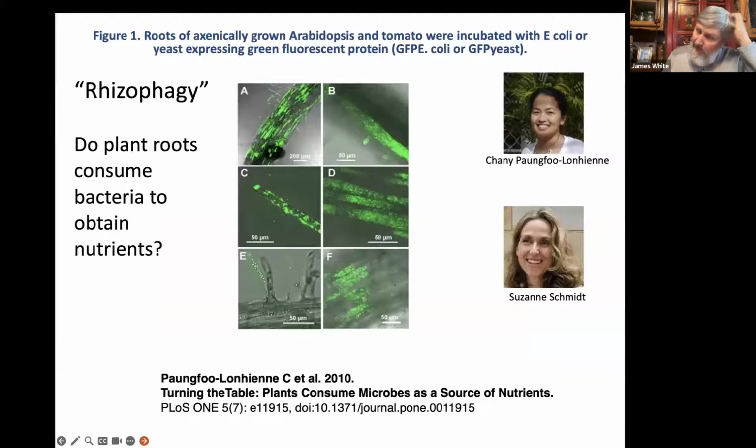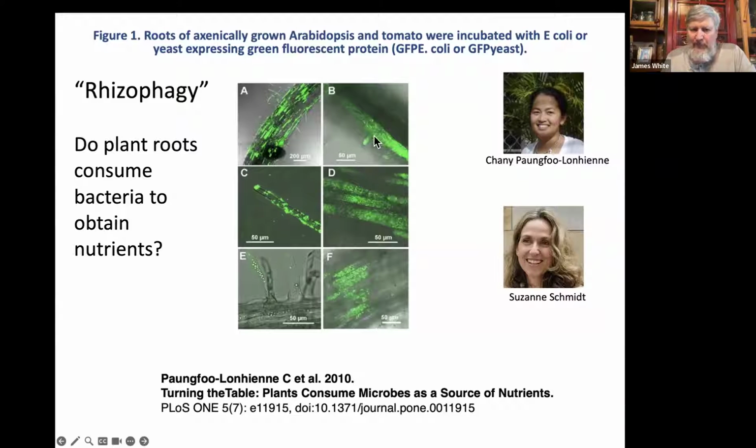And it actually was discovered in Queensland, Australia. And these are two of the investigators that discovered it. But you could see this is a figure from their paper. And down here at E, you could see a root hair, and you can see little green dots in it. What this is, is yeasts that these investigators labeled with green fluorescent protein, and then they fed their yeast to tomato plants, and those tomato plants took them in, and now you can see them inside the root hair there.